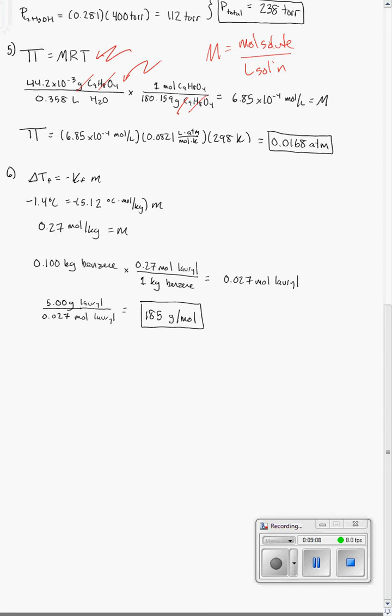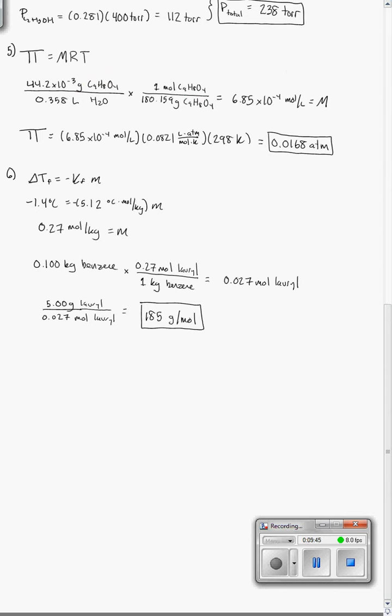From here, we can plug this into our formula. We can say that our osmotic pressure equals the molarity that we just solved for times the ideal gas constant. My pressure is going to be in atmospheres, so I'm going to use 0.0821 liters times atmospheres per mole times Kelvin as my R, times the temperature in Kelvin. If our temperature is 25 degrees Celsius, that's the same thing as saying the temperature is 298 Kelvin. Plugging these in gives us an osmotic pressure of 0.0168 atmospheres.